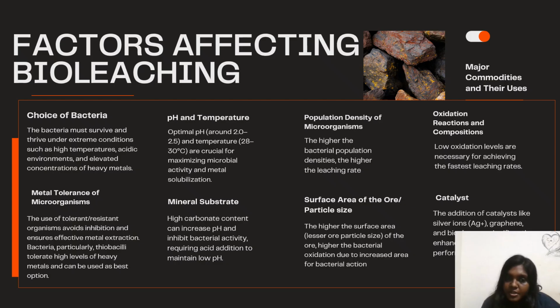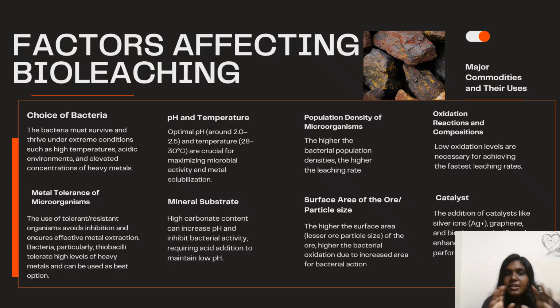So the high carbonate content should be reduced, and the required amount of acid addition to maintain the low pH should be done. And the surface area of the ore, or the particle size. The lower the ore particle size, the higher the surface area, so the bacterial oxidation is higher due to the increased area for bacterial action. So we can get a smaller ore particle size, and then the oxidation process can be done faster. And adding a certain amount of catalyst, like silver ions, graphene, and various other catalysts, could enhance the performance of these bacteria.